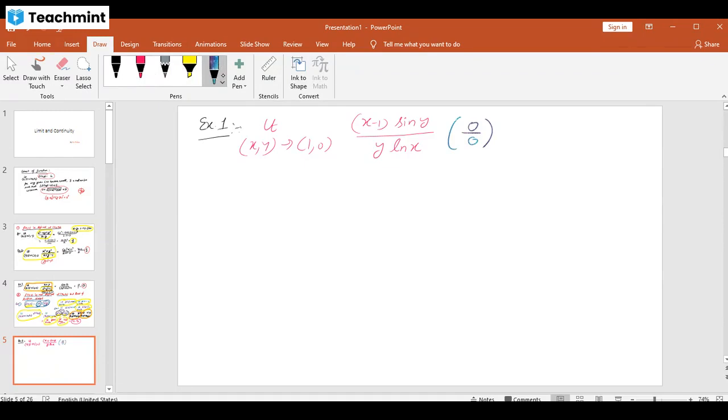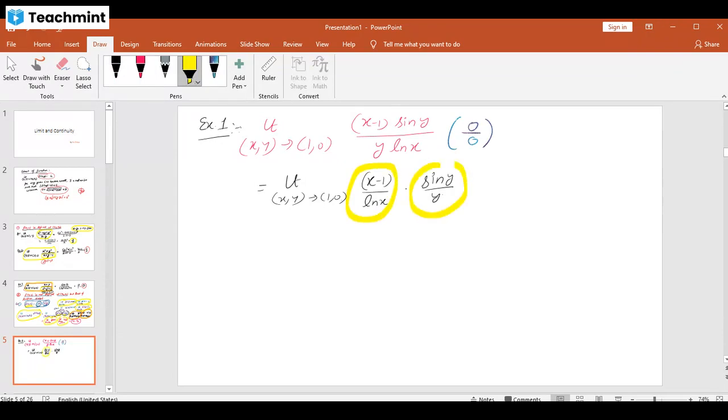So when it is 0/0 form, in that case, the limit of the function may exist. Okay. So the first step is, because we find that all the terms are in product form, firstly we'll try to split this function as limit (x,y) approaches (1,0). I'll try to express this function as (x minus 1) upon log x into (sine y) upon y, right? Now you can see here, this function depends upon x only, and this function depends upon y only.